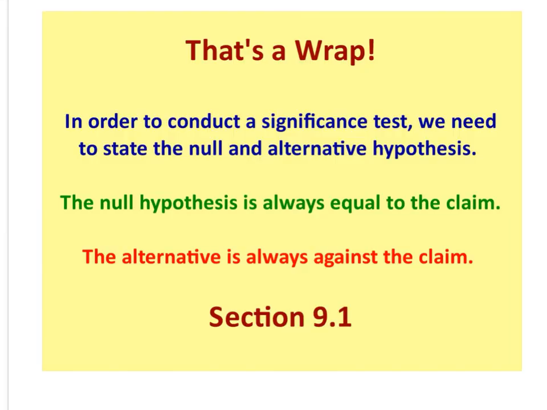So that's a wrap. In order to conduct a significance test, we need to state the null and alternative hypotheses, the null, H0, and alternative, Ha. The null hypothesis is always equal every single time, and the alternative is always against the claim, and it's either greater than, less than, or not equal to.